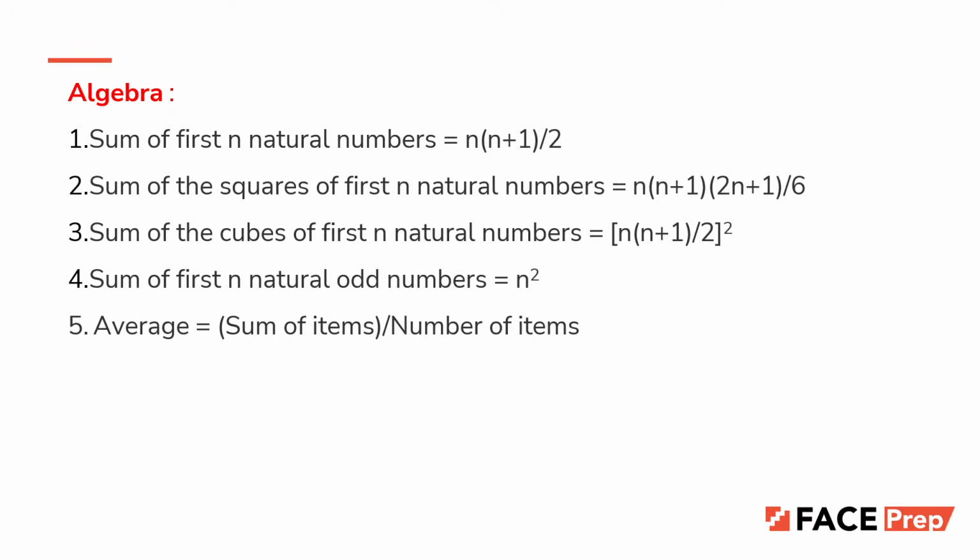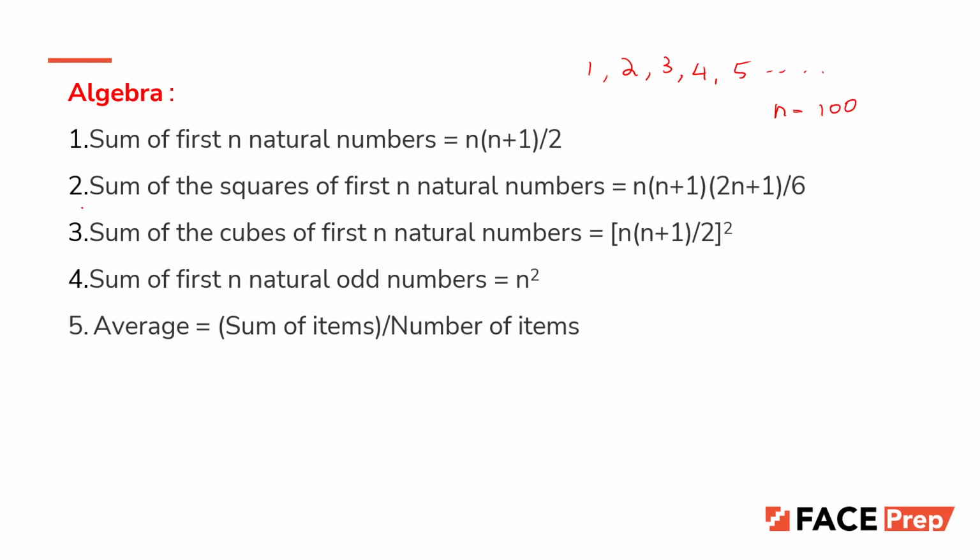For example, they have given you a series as 1, 2, 3, 4 and 5 and so on. Let's take the first n natural numbers, with the n value taken as 100 here. So we apply the nth value as 100. 100 into 100 plus 1 divided by 2 gives you the sum of the first n natural numbers.